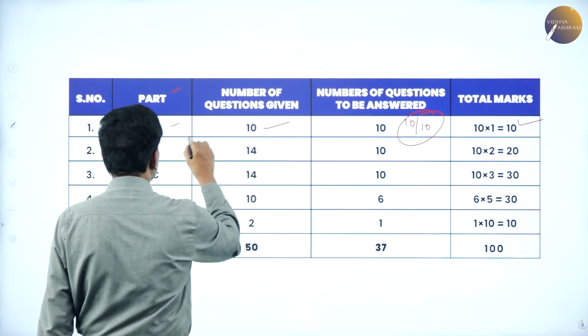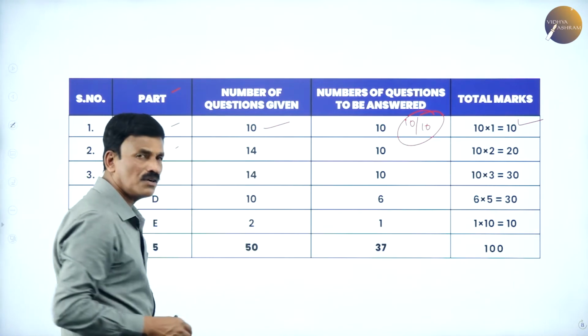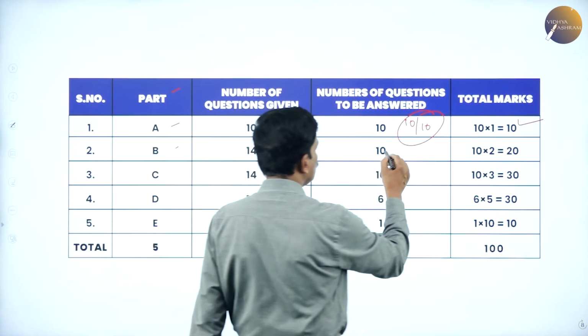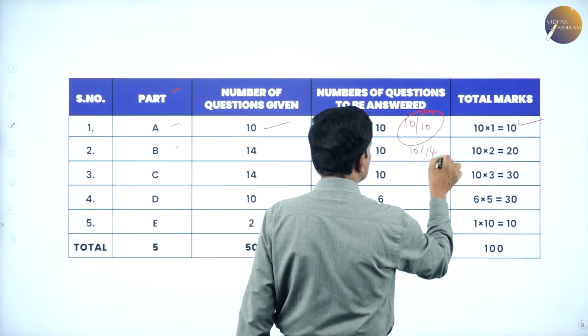Whereas in part B we have 2 mark questions. There are 14 questions, and out of these 14 questions we are going to answer 10 questions.